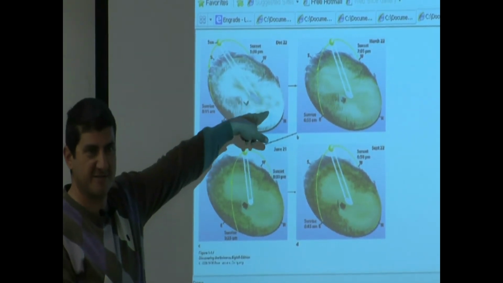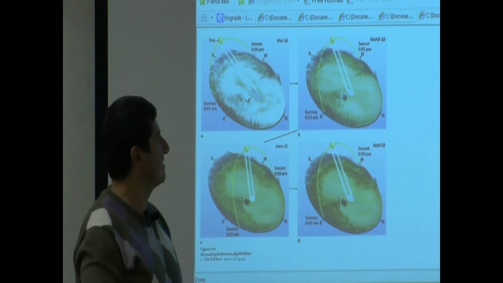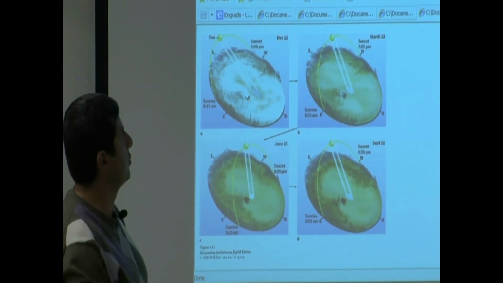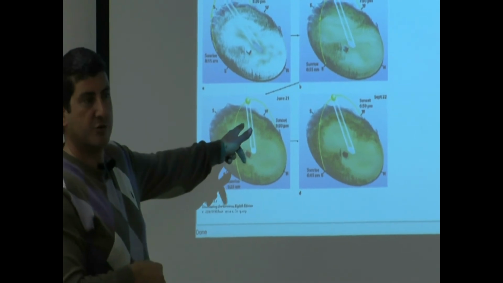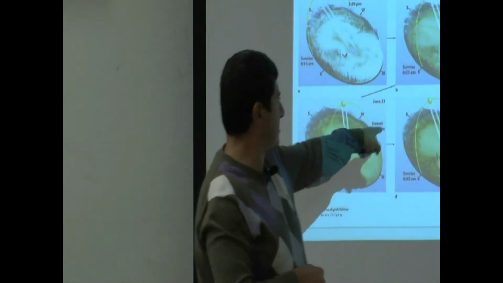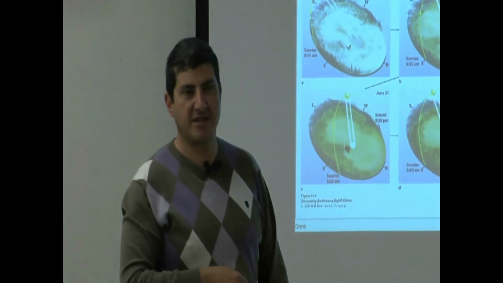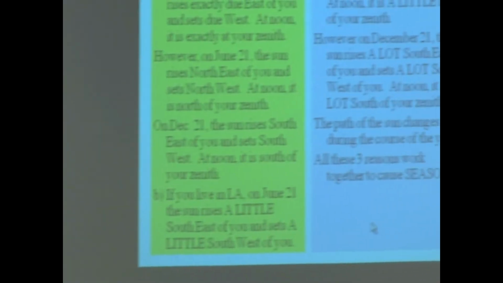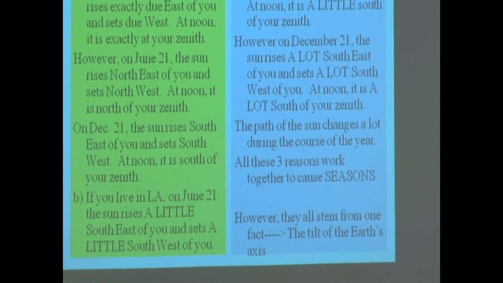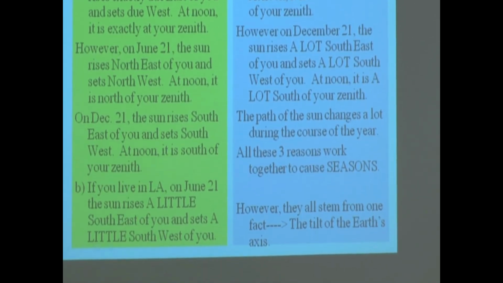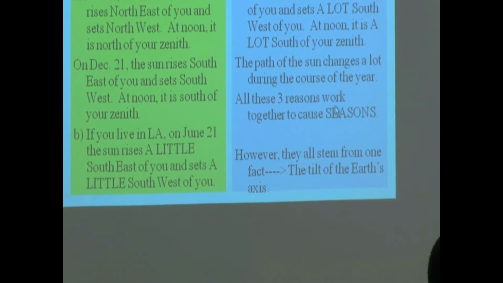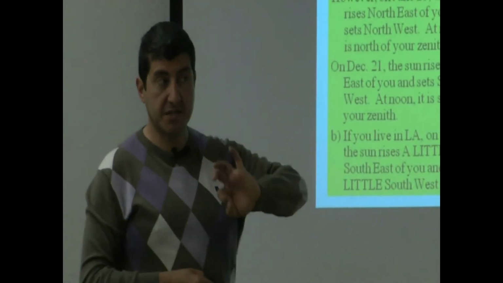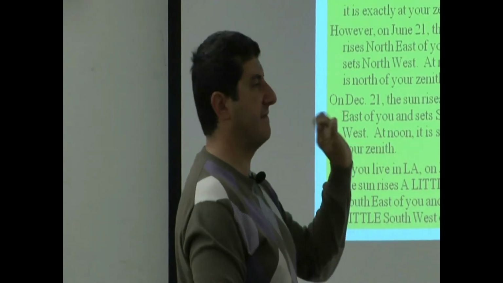It's all right here. All three reasons are right there. You know the saying, a picture tells 1,000 words. That's it. You just show someone this one, and then they should get it. If they don't, explain it to them. So all of these stem from one fact, the tilt of the Earth's axis. So now we go to the next interesting thing, which is the phases of the moon.